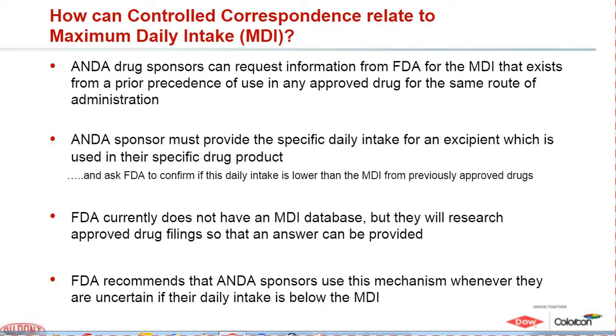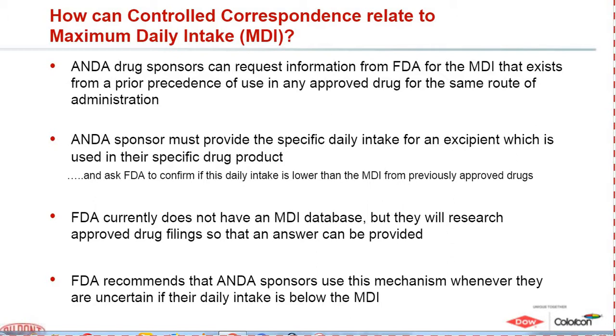So let's talk a little bit about how controlled correspondence can be used to relate to this maximum daily intake. As I mentioned, ANDA sponsors can request information from FDA about whether or not there is a prior precedence of use for your specific route of administration. And the ANDA sponsor has to provide the specific daily intake for an excipient, which is used in your specific drug application, and then ask the FDA to confirm if this daily intake is lower than the MDI from the previously approved drug.